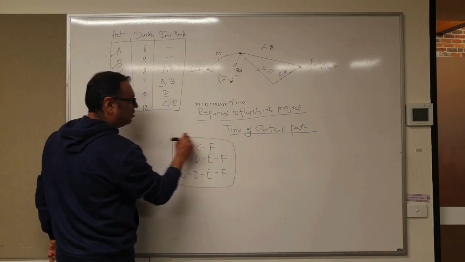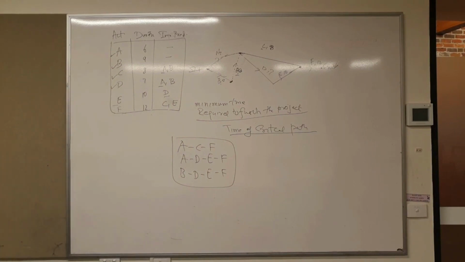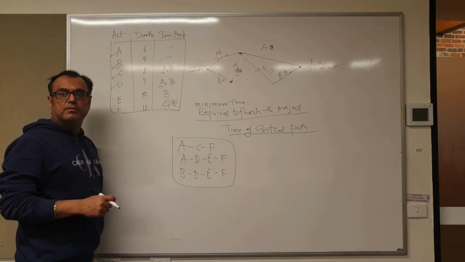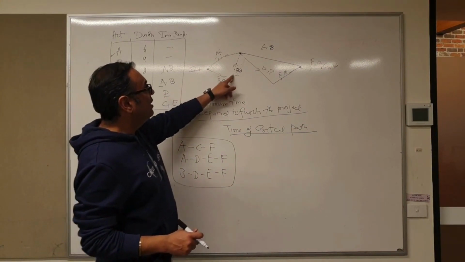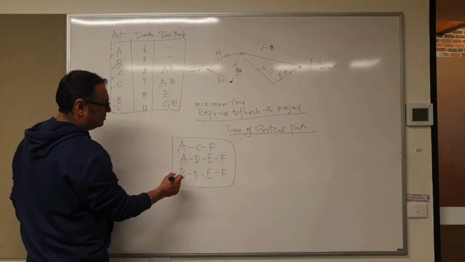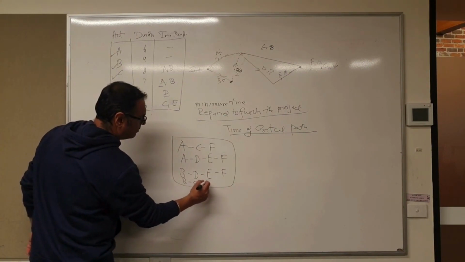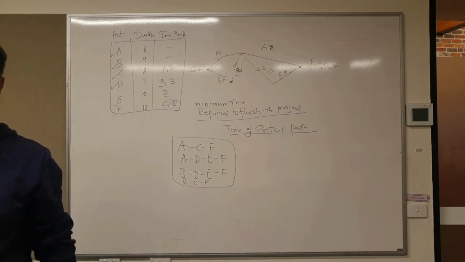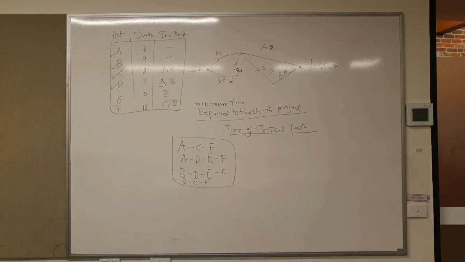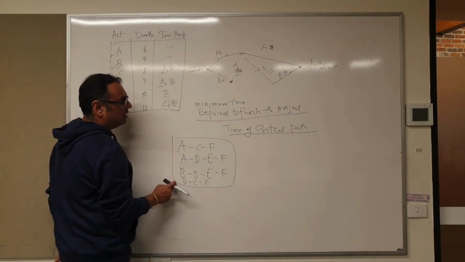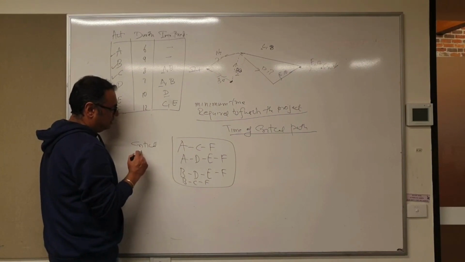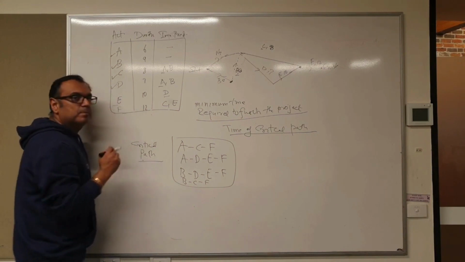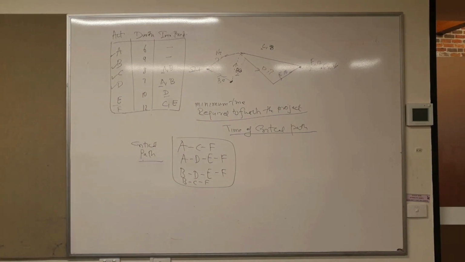Any more paths that you've got from start to finish that I've not done? B, C, F. B, C, F. Good. Anything else? Now, one out of these paths will be the critical path.